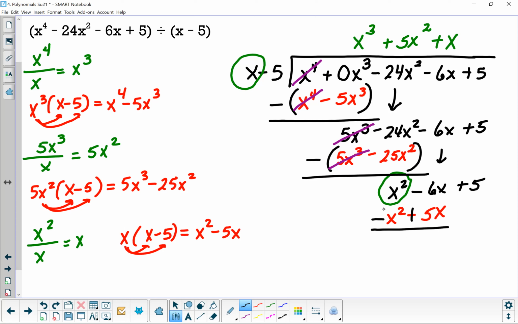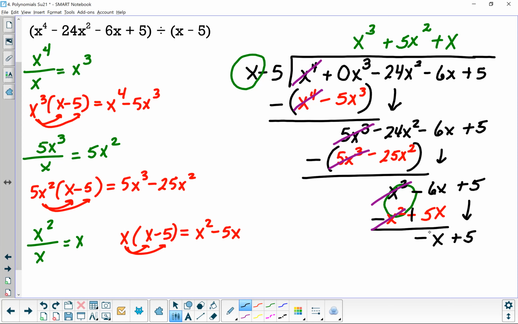So you can do it whichever way you like. So we have x squared minus x squared. That's eliminated. And then we have minus 6x plus 5x. So that is minus 1x. And then bring it on down and bring it on back.